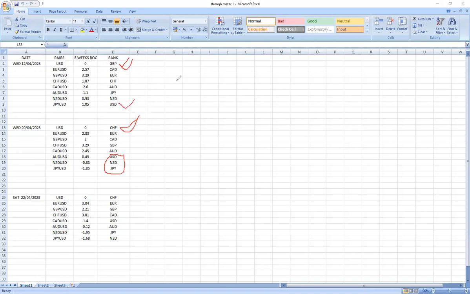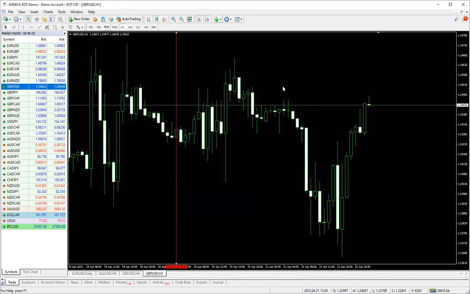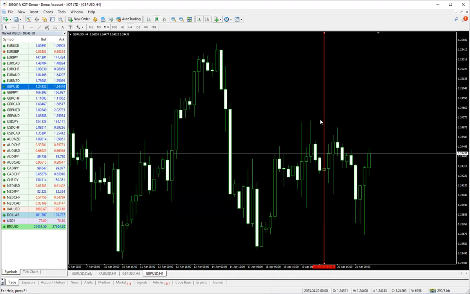From 12th of April, GBP USD. Pick it. GBP USD. Here it is. Let's go back to 12th of April. This is 20th, 19th. This is 17th, 14th, 13th, 12th. 12 began from somewhere here. Let's go back to where 12 began. 11th, 12. So 12 began from here.